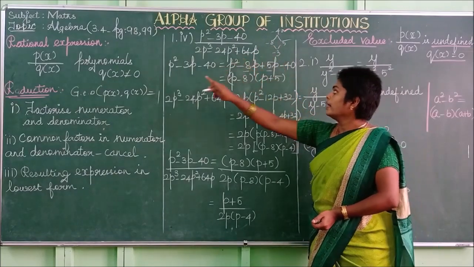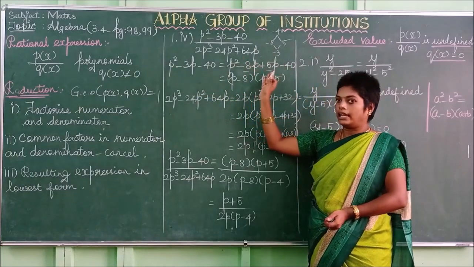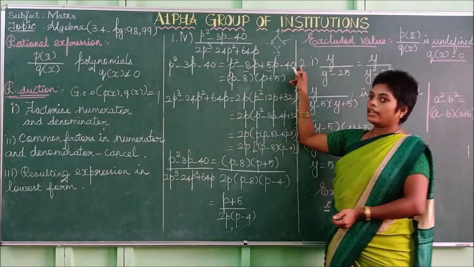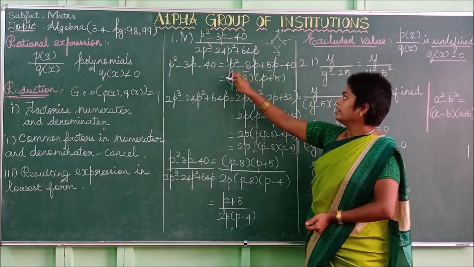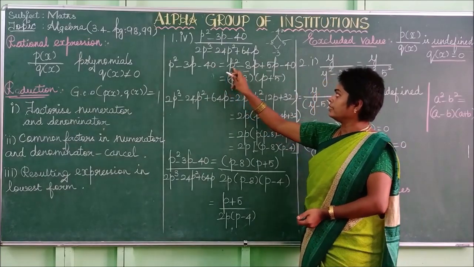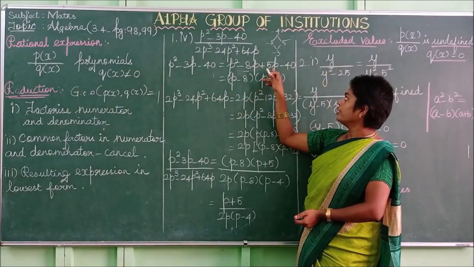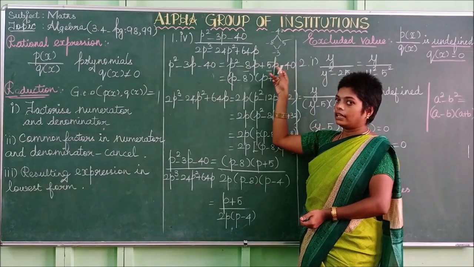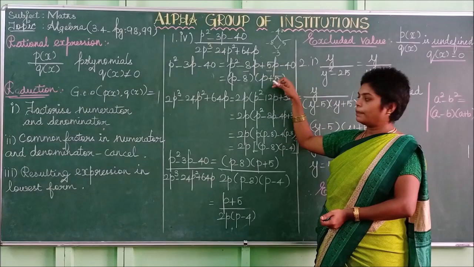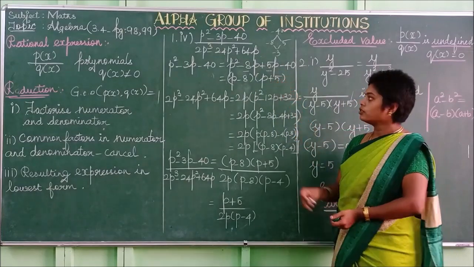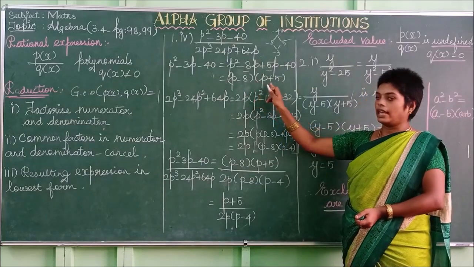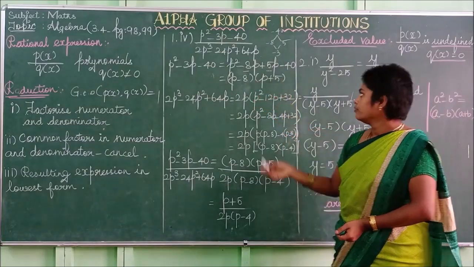So this minus 3 can be separated and written like that: p square minus 8p plus 5p minus 40. Then take p as common. If you take p as common, what is the remaining term? P minus 8. If you take 5 as common, that term also gives p minus 8. So p minus 8 is common, and p plus 5 is the other factor. So factorizing the numerator, you get the answer p minus 8 into p plus 5.